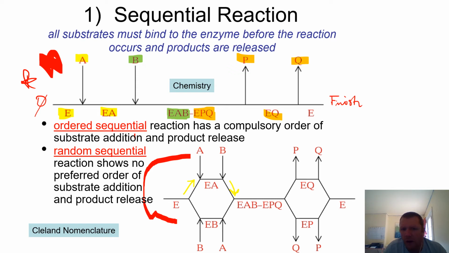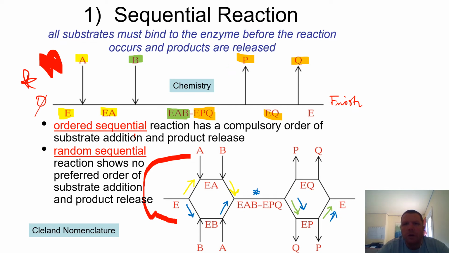And then maybe what happens is the first product that's released is Q, then the second product that's released is P. Okay, now the second time through, maybe what happens, and I'm going to change the color that I'm using to blue, now what happens is maybe E binds B, then EB binds A, and then, well, heck, maybe after the reaction has taken place right here, then Q is released, and then P is released. Okay, so this is a random sequential reaction where it doesn't really matter what actually happens in terms of a sequence.